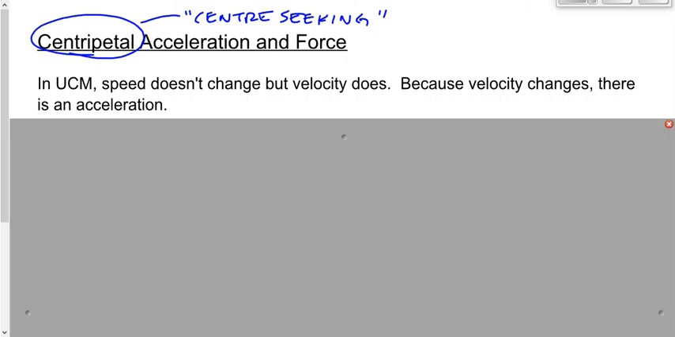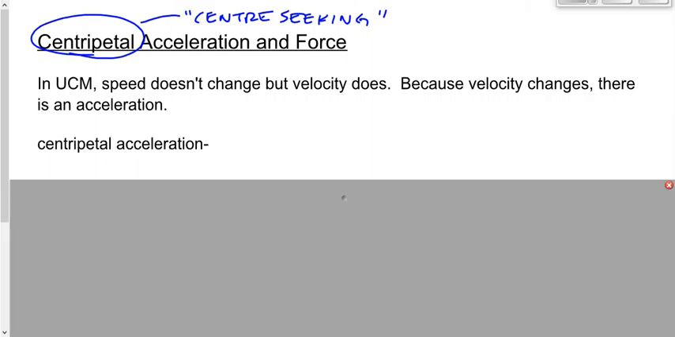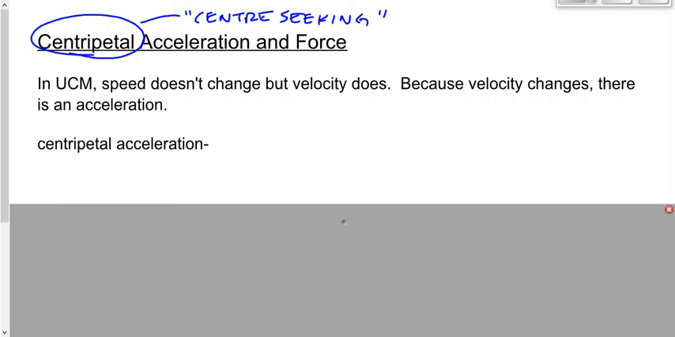It's weird to think of that, right? You're going at a constant speed, but yet you're accelerating. Now you are because your direction is changing. That acceleration we call a centripetal acceleration. Centripetal again means center seeking. And you're going to see the significance of that in just a second.